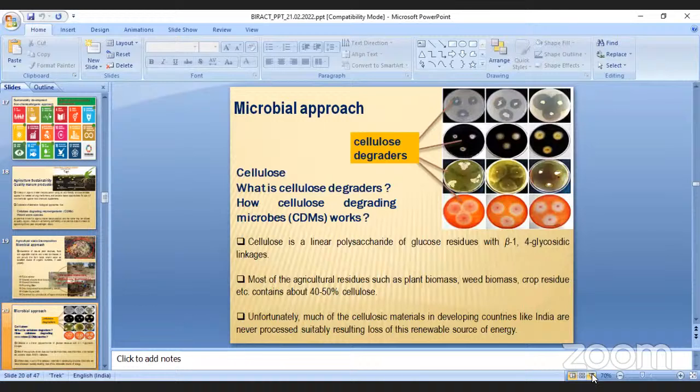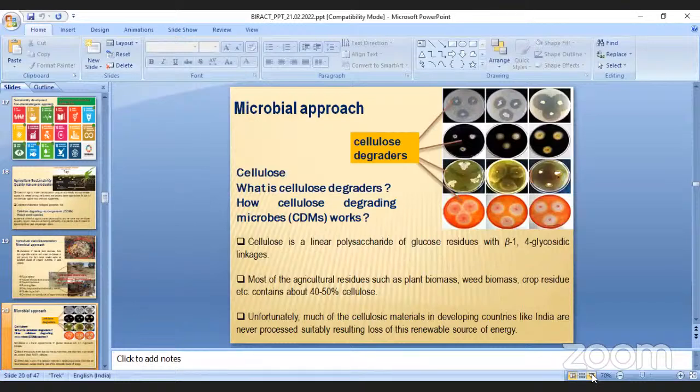So now this is the microbial approach. In this microbial approach, the cellulose degraders have some identification parameters. I will show you some slides also, our original works. Basically, the basic substrate of cellulose degraders is cellulose, okay? So this cellulose is a linear polysaccharide.